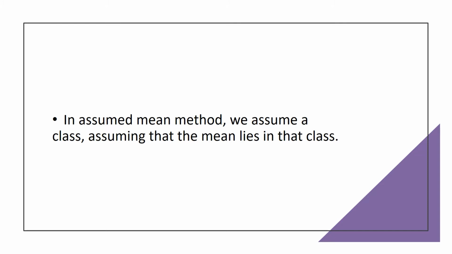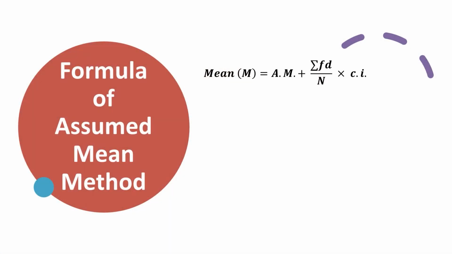First of all, you have to assume a class with a certain base, and you have to calculate so that your mean will be in that assumed mean class. By assuming a class, you have to reach the mean. So let us go forward. Here you see, this is the formula that we can use for calculating mean by using the assumed mean method.